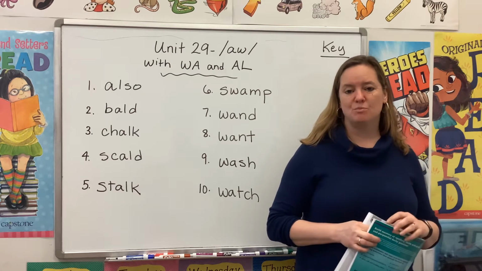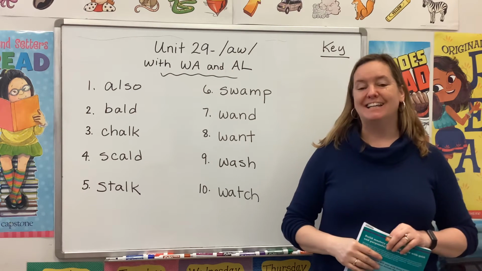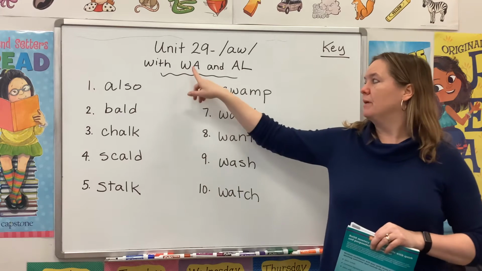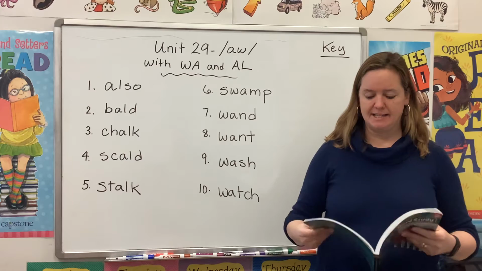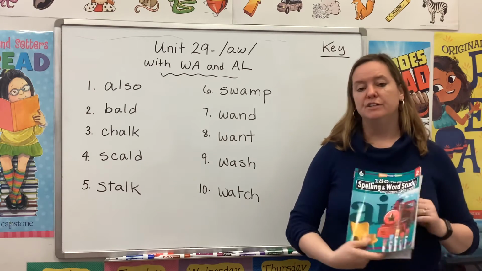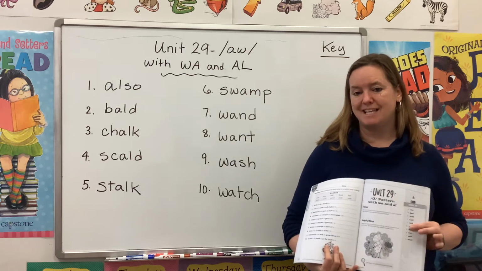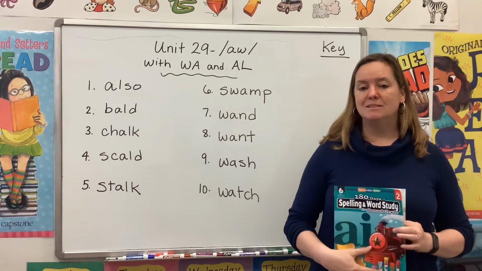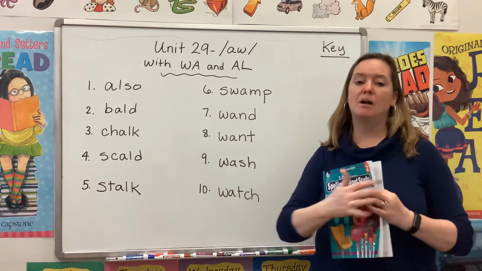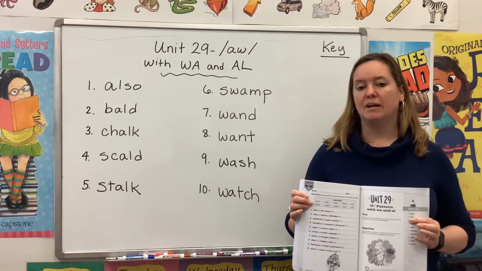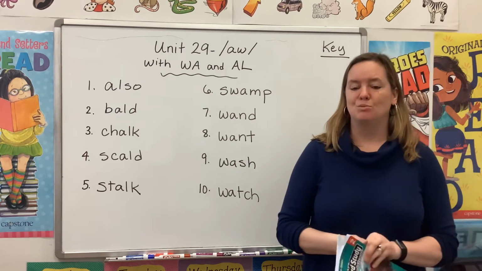My name is Mrs. Rhoades and I'm here to get you started on Unit 29, the AW pattern with W-A or A-L. Please take a second to gather your materials. You'll need your teal book open to page 179. You'll also need some colorful pens, markers, or crayons. Remember, whatever I mark on my board, you should be marking on your page. Please save room for a key as well.